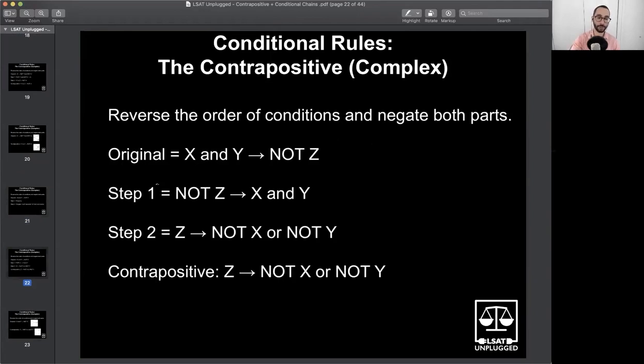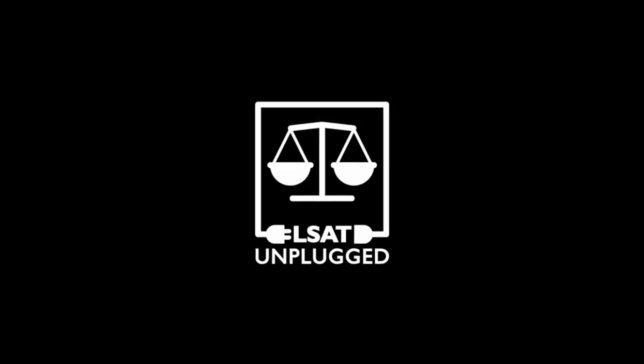So here it is. Again, I'm laying it out. We're reversing the variables around the arrow. So not Z was at the end. Now it's at the beginning. X and Y were at the beginning. Now they're at the end. Negating now. Not Z becomes positive Z. X becomes negative X. Y becomes negative Y. And of course, "and" becomes "or." Important to do that step as well in order to maintain equivalent meaning.